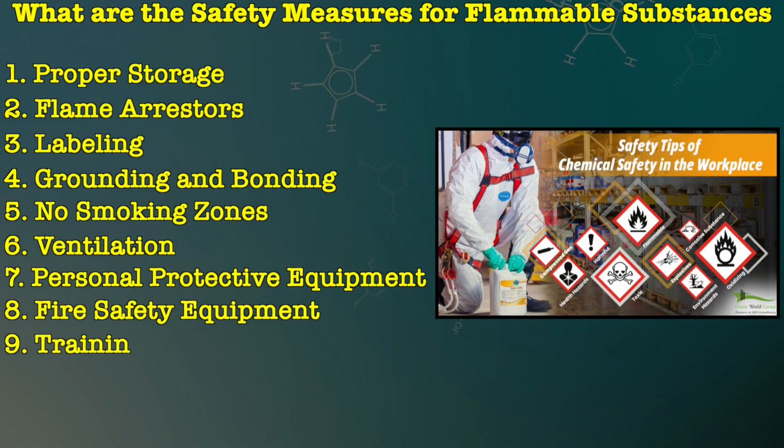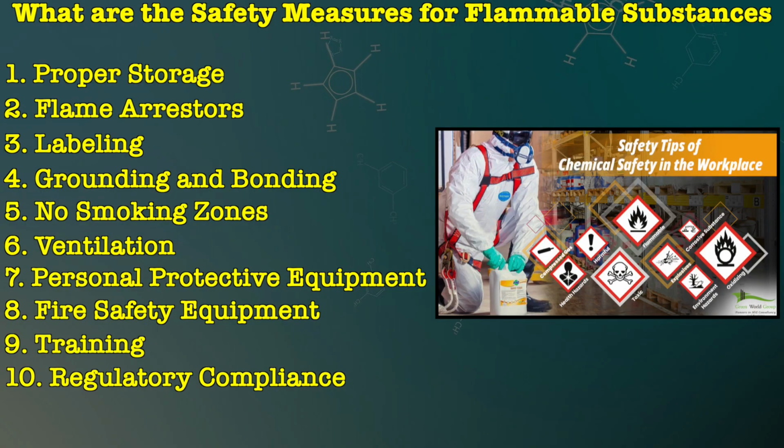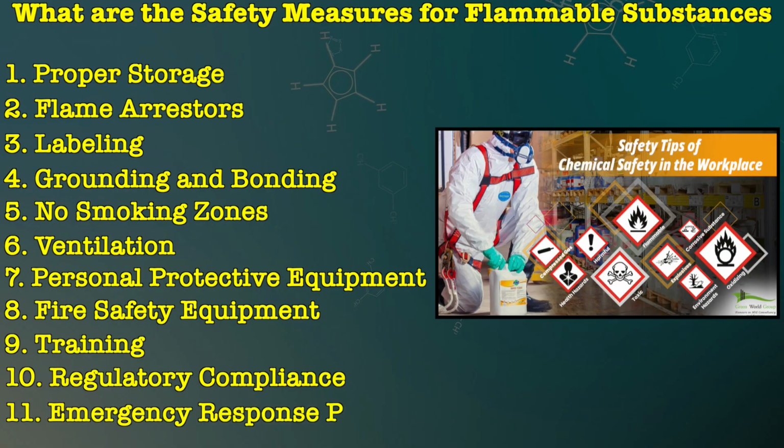Ninth is training. Train the employees on the safe handling, storage and disposal of flammable substances. Conduct emergency drills to ensure everyone knows how to respond in case of fire or explosions. Tenth is regulatory compliance. Comply with the local, state and national regulations governing the storage and handling of flammable materials. Next one is emergency response plan. Have an emergency response plan for dealing with fires or spills involving flammable substances.